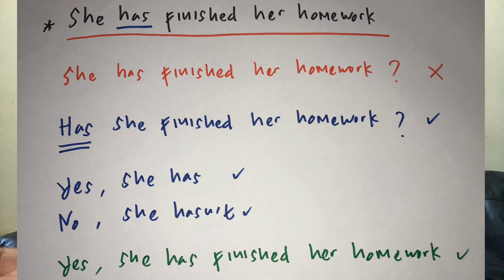You can also simply answer with a long response. Yes, she has finished her homework. However, we cannot make a question without putting has in the beginning. She has finished her homework. That's a typical wrong yes/no question because they do not put has in the beginning of the sentence.